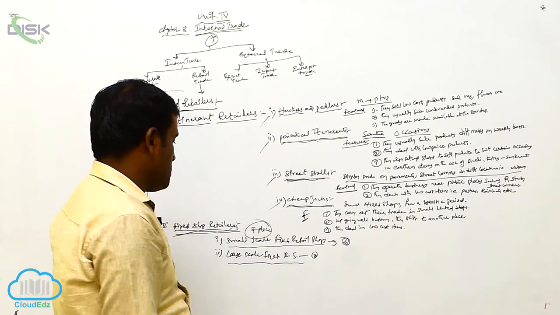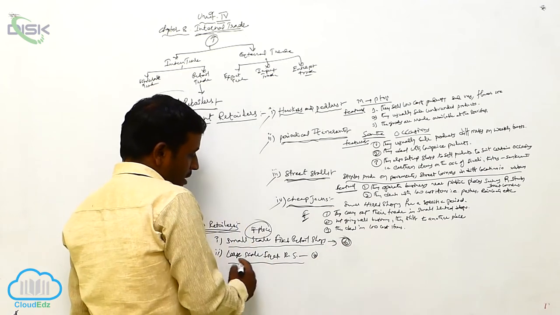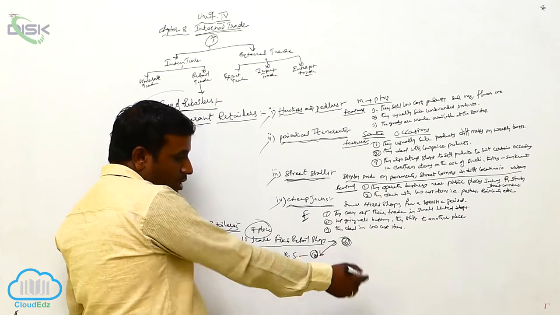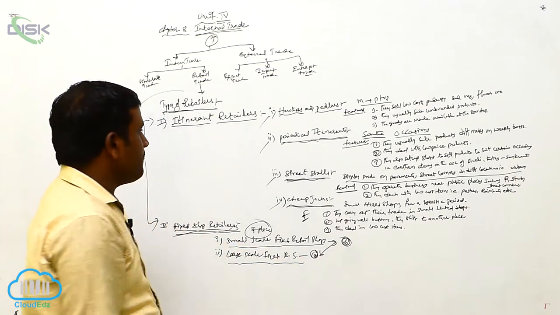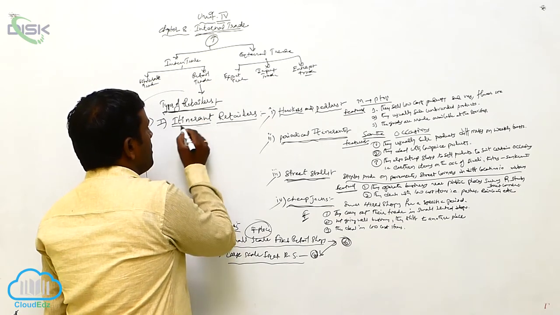In fixed shop retailers, there are two: small scale fixed retail shops and large scale fixed retail shops. The small scale fixed retail shops again have six types, whereas the large scale fixed retail shops have four types. This will be discussed next. Okay, now we have to discuss first the types of retailers.